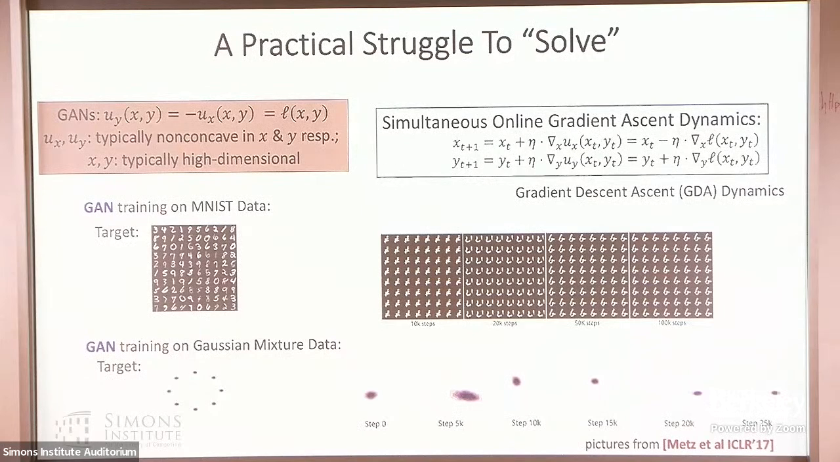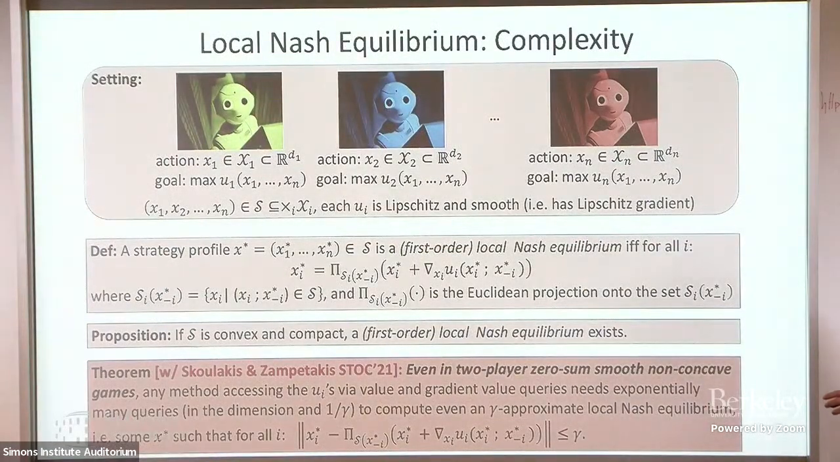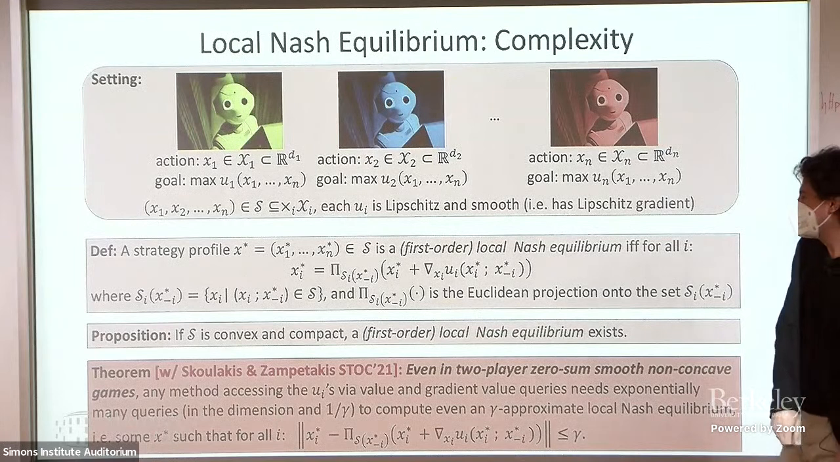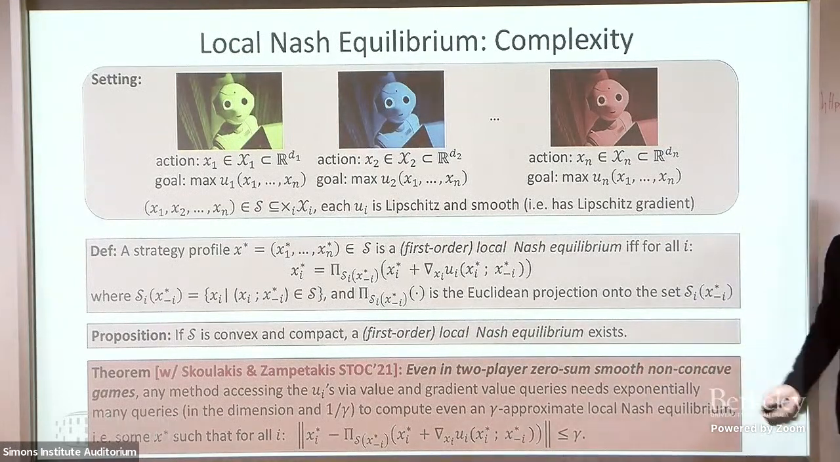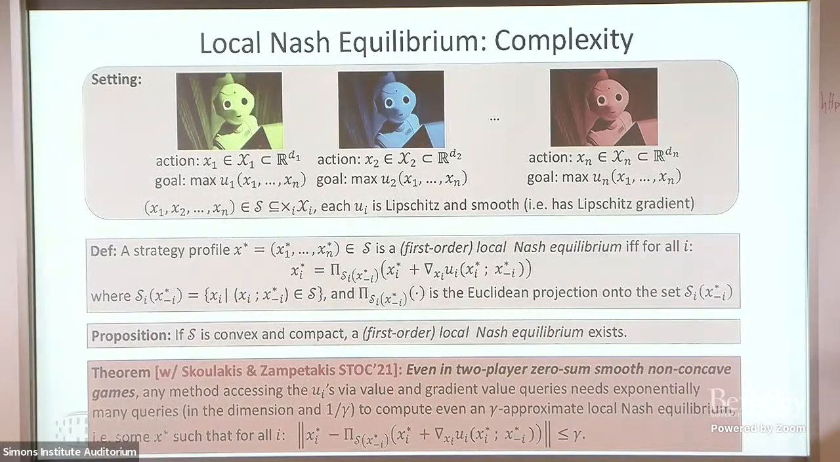Let me try to offer a computational complexity explanation of that phenomenon, by stating this result with Stratis Skoulakis and Manolis Zampetakis. The result says that even in a two-player zero-sum, smooth non-concave game like a GAN, any method, not necessarily gradient descent ascent, any method that accesses utilities via value queries and gradient value queries, let alone that in GANs it's stochastic access, even if you have deterministic access, will need exponentially many steps, in the dimension of the problem or 1 over gamma, to find a solution.